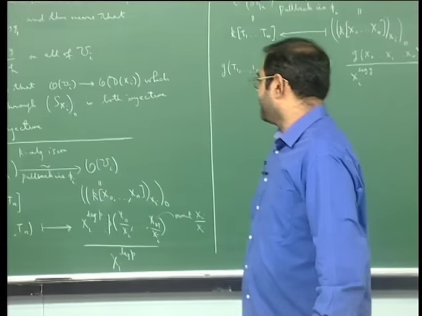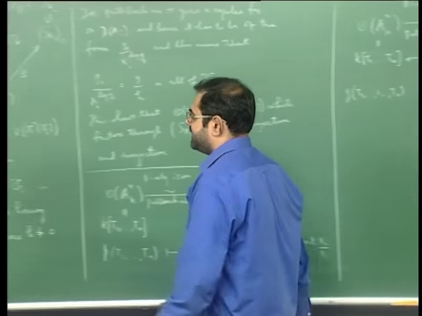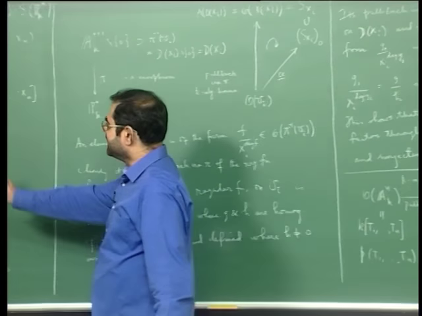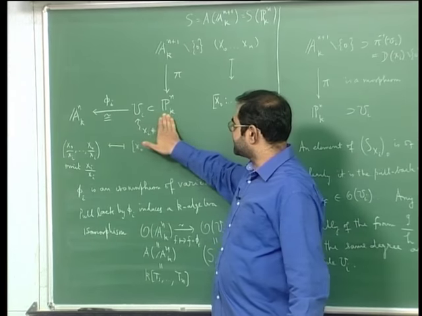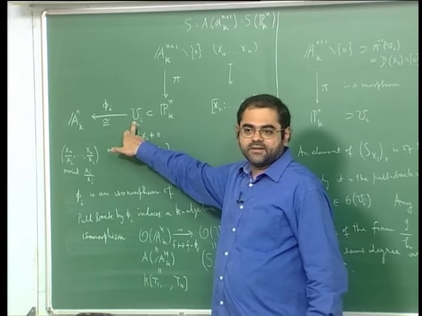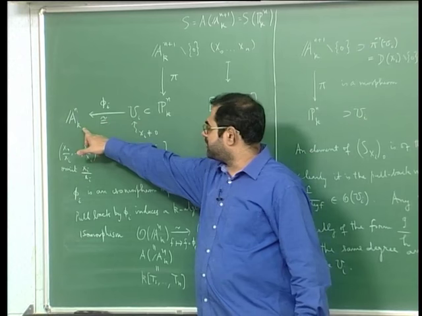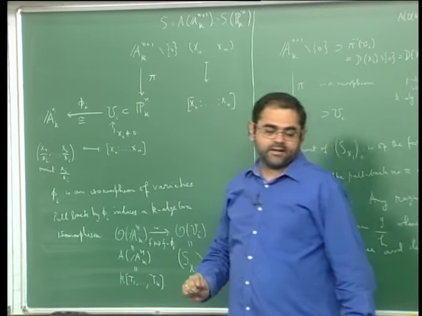Okay, so this is a continuation of the previous lecture. So we have just seen that projective space is covered by n plus 1 copies of open sets which are isomorphic to affine n dimensional space.